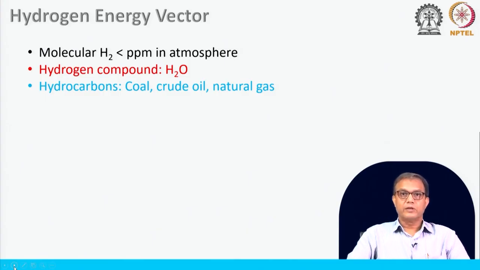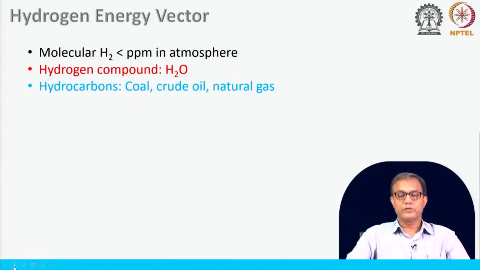As you can understand, these are stable compounds, and if we have to free hydrogen from these stable compounds, we need to have energy. So, that means hydrogen is not a free source of energy, but we have to free this hydrogen from some compound. That means we have to use some energy to get this hydrogen energy. So, that means it is the energy vector.